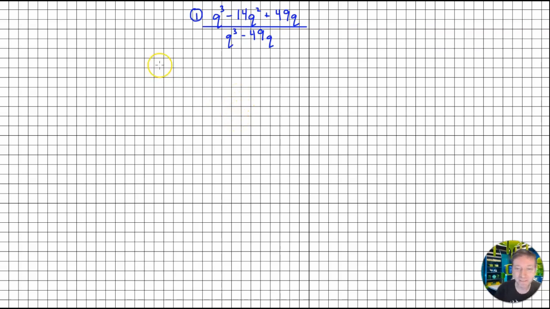So factoring is a very important skill for simplifying rational expressions. One of the first things we should do is look for any common factors. We can see there's a q in all of these. So for both the numerator and the denominator, I'm going to factor out a q, plus 49. And then we're going to do the same for the denominator. We can factor out a q, which leaves us with q squared minus 49.